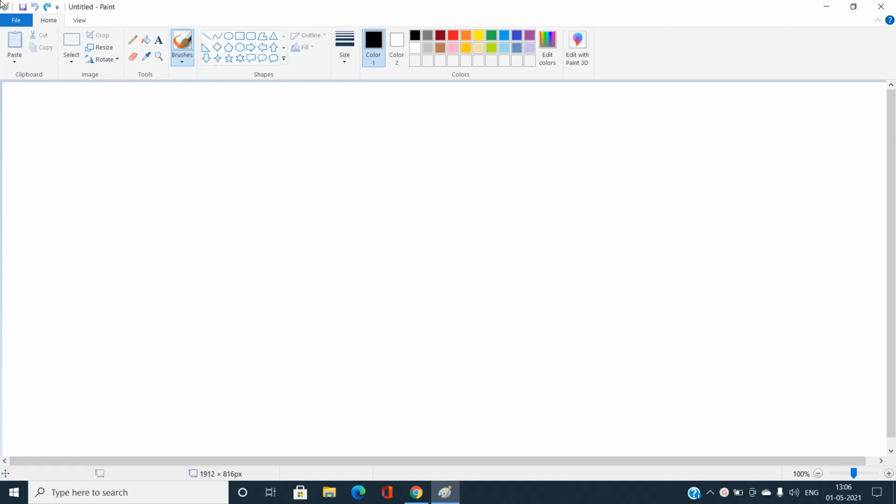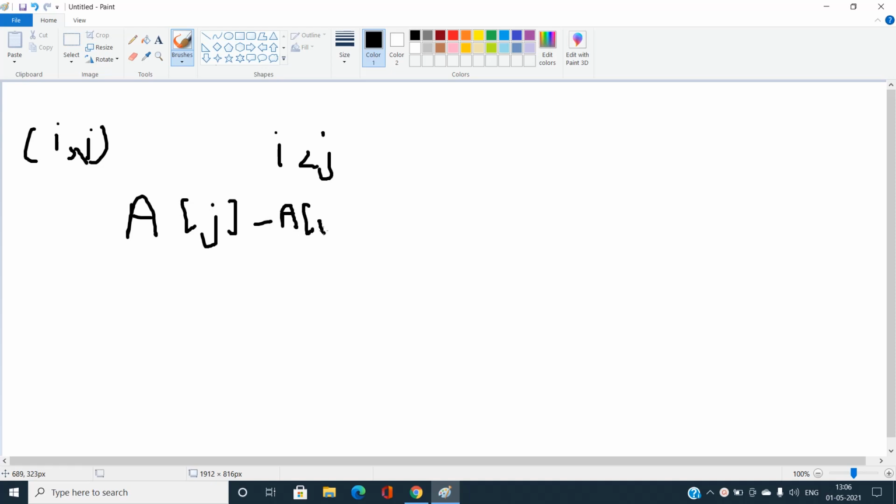Now coming back to this question, it is saying that we need to find distinct indices i, j such that i should be strictly less than j, and this condition must hold, that is aj minus ai should be i square plus j square. We need to find the total number of distinct pairs of i and j.